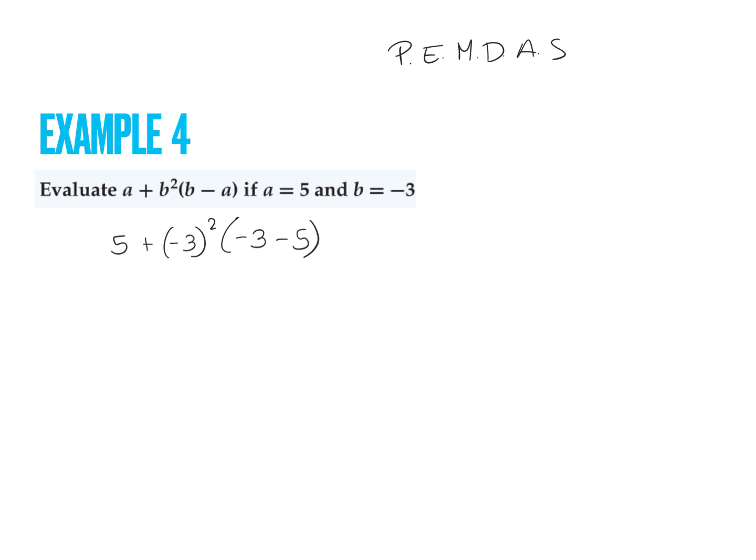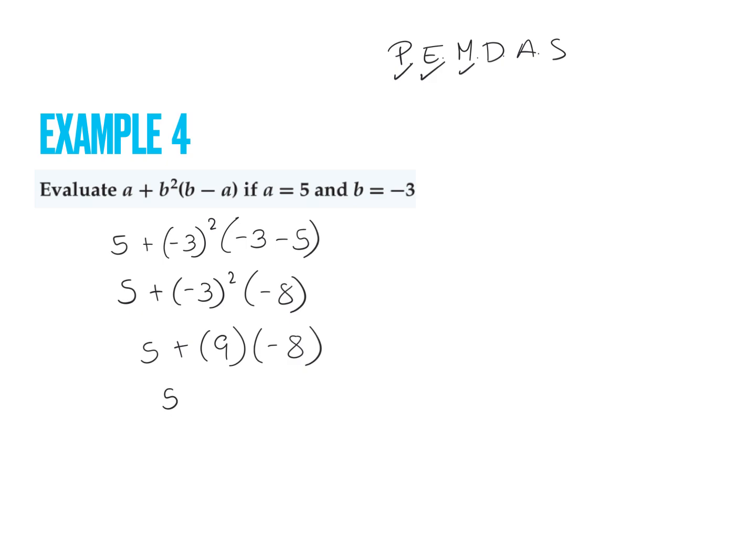But when I do that, the first one's parentheses. Do I have any parentheses? Yes, I do. So I'm going to go ahead and do that first: 5 plus negative 3 squared, negative 8. Do I have exponents? Yes, I do. So I'm going to go ahead and do 5 plus 9 minus 8. Do I have multiplication? I do have multiplication.